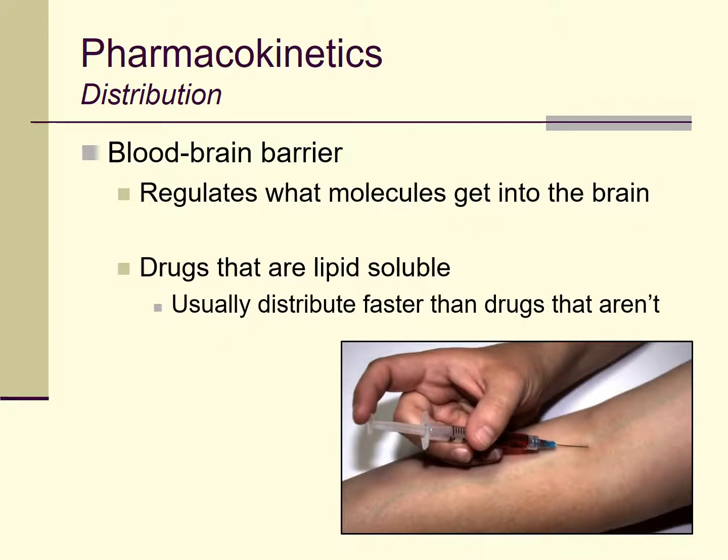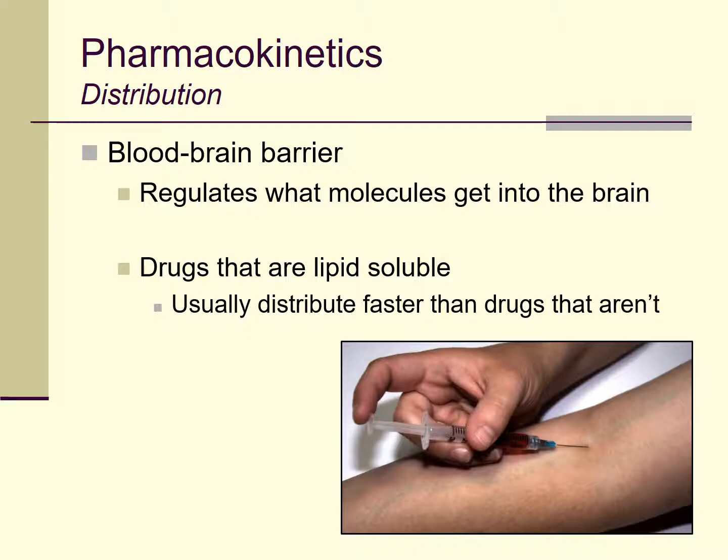So again, the blood-brain barrier regulates what types of molecules get into the brain, and drugs that are lipid-soluble usually distribute faster into the brain than drugs which aren't. A good example of this would be the drug heroin. I'll talk about this in a later lecture, but basically heroin is synthesized from morphine, but relatively speaking, as compared to morphine, heroin is more lipid soluble.